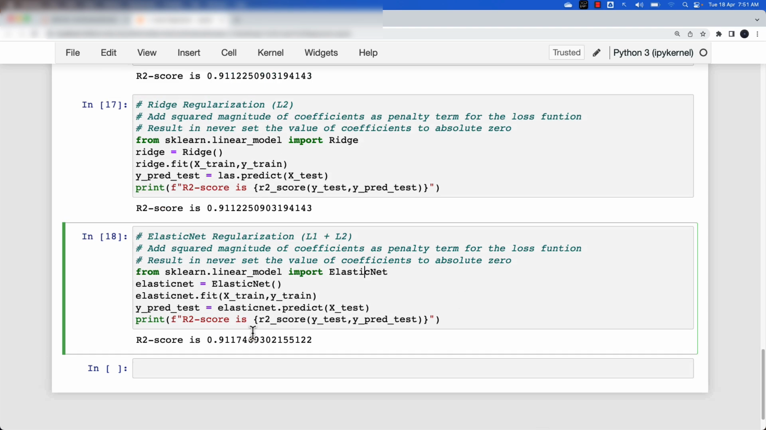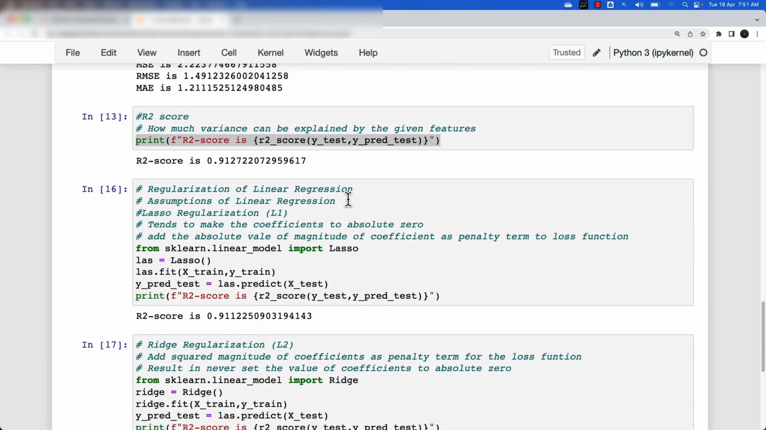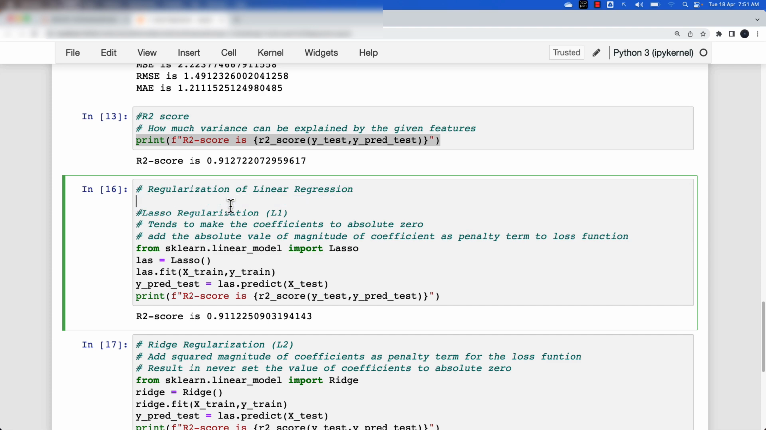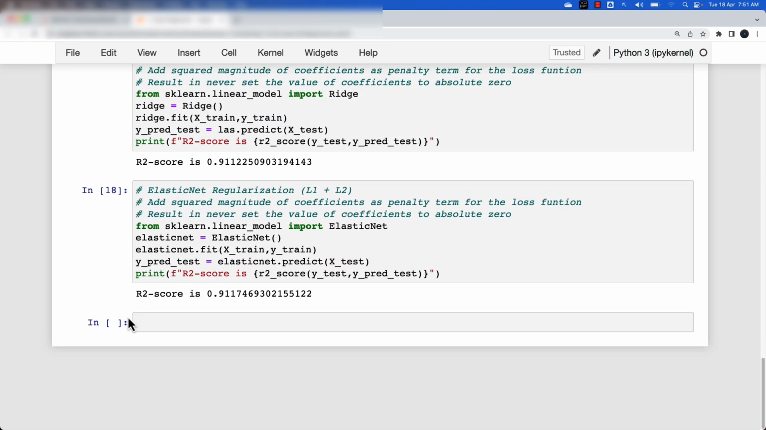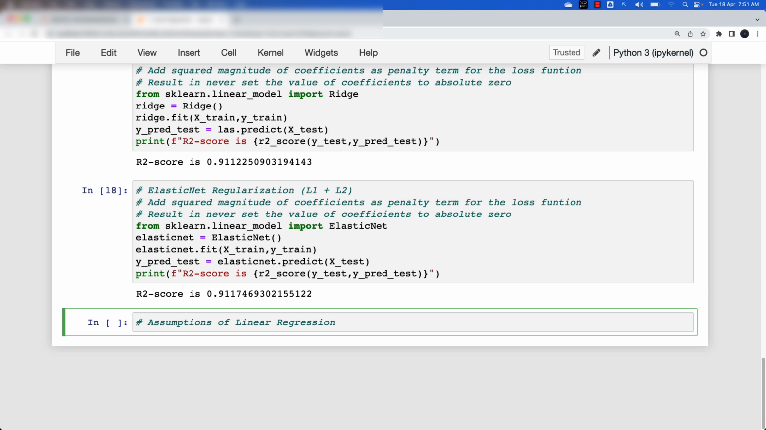Okay, so this was about the regularization methods of linear regression. Moving on, the next topic that we have got is assumptions of the linear regression algorithm. When we are applying the linear regression algorithm, we have to ensure that the data set that we are using actually follows the assumptions of this algorithm. It is our responsibility to ensure that the data that we have follows the assumption made by this algorithm.